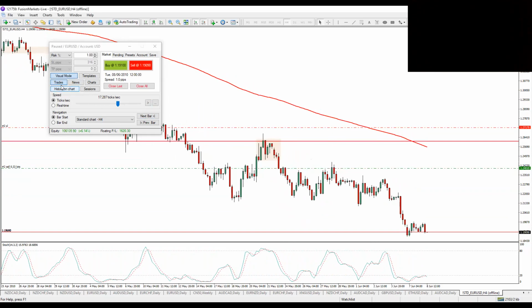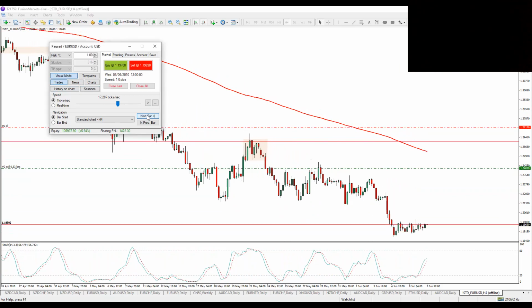How do I move that? What do you say? Tiago, if you press visual mode, you can drag the stop loss. Anyway, we'll say it's breaking in. Keep on going.